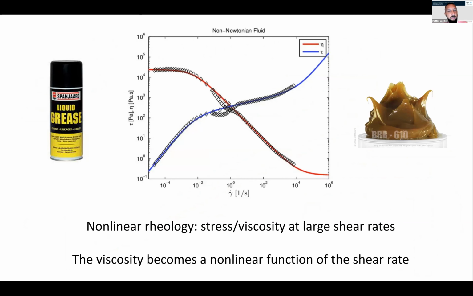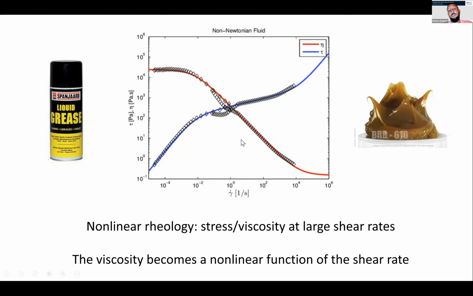And here I want to show you, just to convince you, that this is real physics that we can measure. This is liquid grease, something used in various applications. And here you can see a picture on the right, and this is the measurement. So this is the measurement of the viscosity. You see the viscosity is in red as a function of the shear rate. And in blue you see the stress.